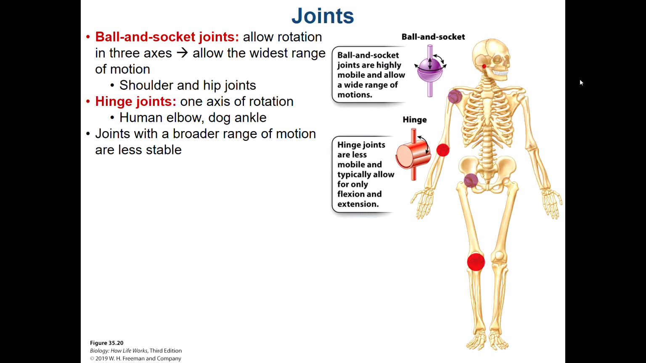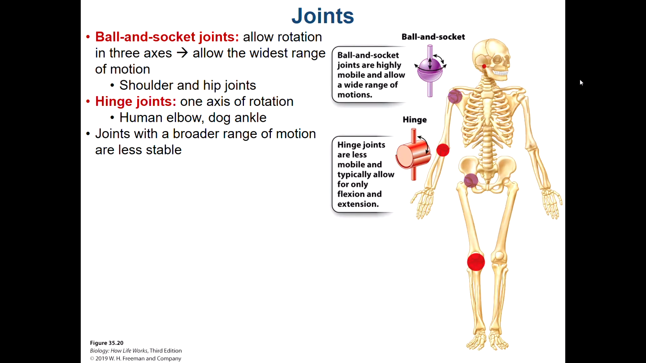Joints with a broader range of motion are less stable. So for example, our shoulders, which are our most mobile joint in the body, they have the most movement, are also the most often dislocated or injured. The ankle joints of dogs, horses, and other animals, for example, is a very stable hinge joint. And it's very unlikely that it will be dislocated, but its range of motion is much more limited when we're thinking about being able to flex and extend that part of the body.